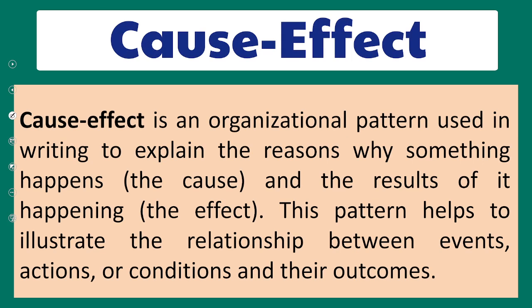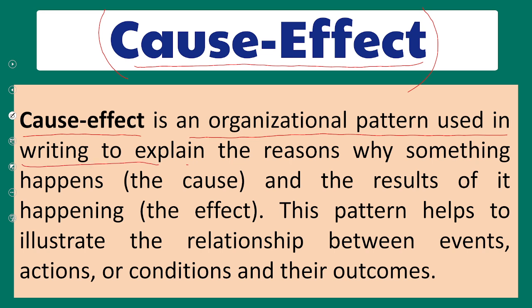Now we have the second thing, the cause and effect relationship. Cause and effect is an organizational pattern used in writing to explain the reasons why something happens. Like corruption: why does corruption happen? We have to write the cause. So this type of thing is used in the text. When we talk about a problem, most of the time as a writer we should give the reason behind that problem. So this is how the cause and effect relationship works in the text.